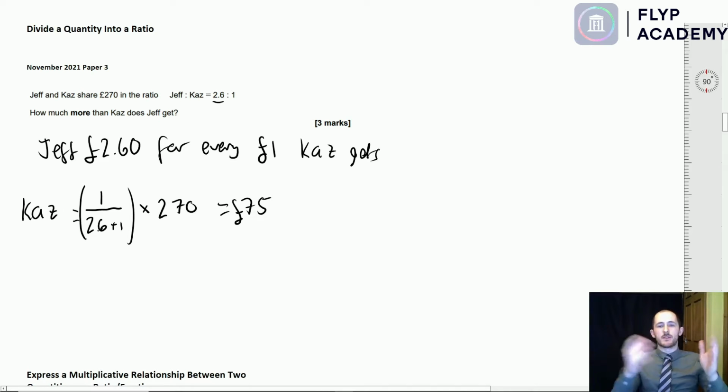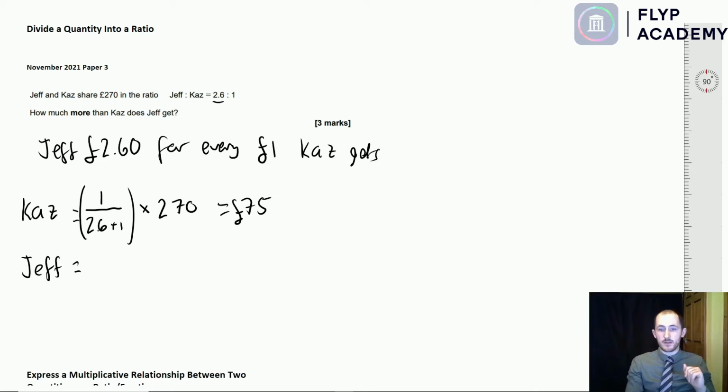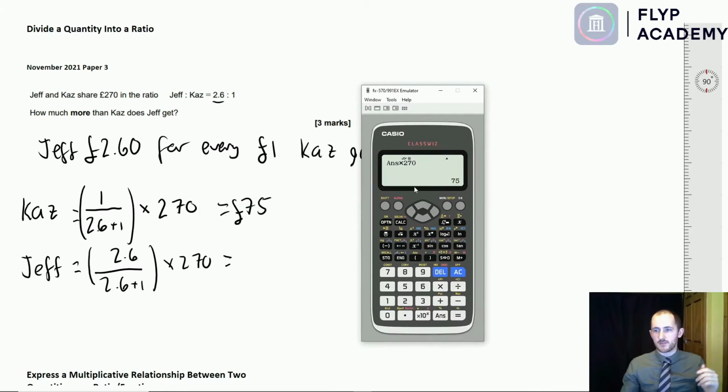Now again, what you could do is do 270 minus 75 to get your answer, but in this case I'm actually going to do the exact same thing for Jeff, just to illustrate my point. The number we're interested in now is 2.6 over 2.6 plus 1 times 270, and again you should get the answer of, actually no, let's do it the proper way. It should be 195, but let's do it. We have that bracket 2.6 over 2.6 plus 1, close bracket, multiplied by 270, 195.